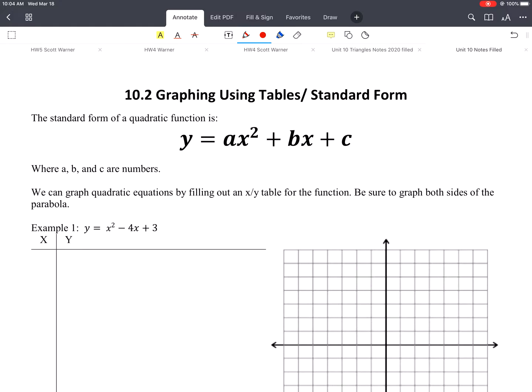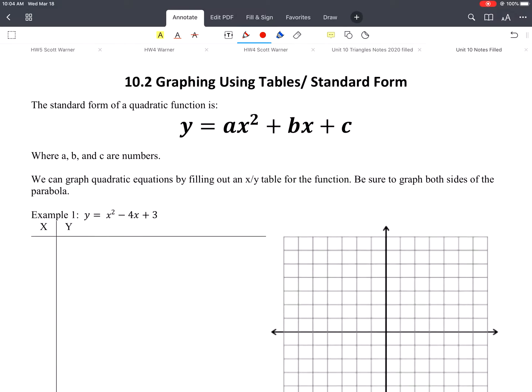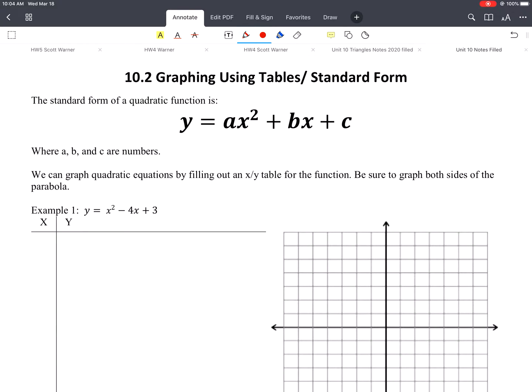All right, welcome. This is 10.2, graphing using tables or standard form. So today we're going to get into actually graphing a quadratic. Again, this is the standard form for a quadratic: y equals ax squared plus bx plus c. And we're going to learn how to graph from that form. And then in the future we'll be talking about different forms that are easier to graph with.